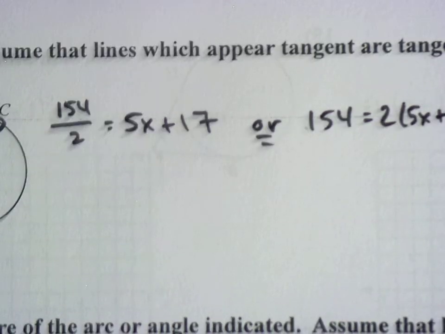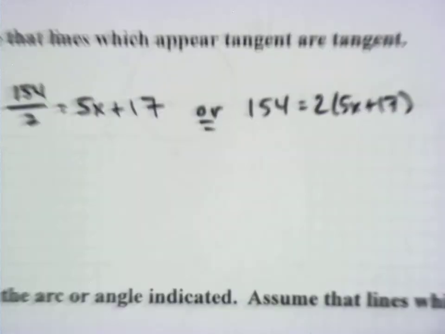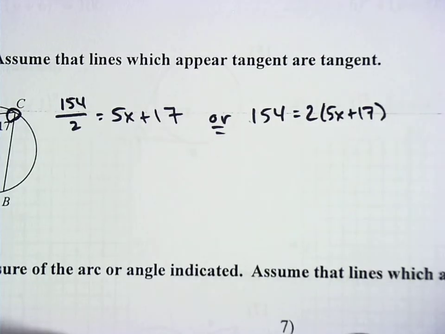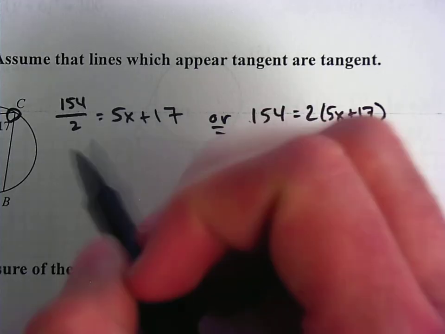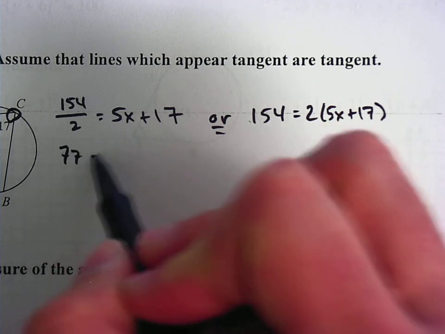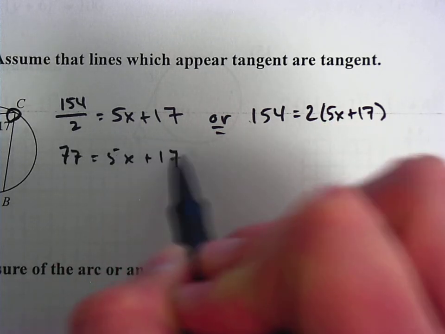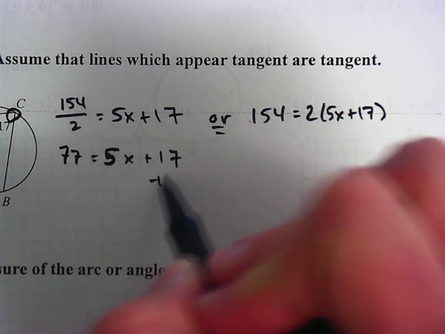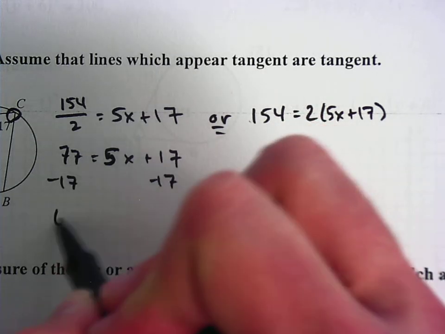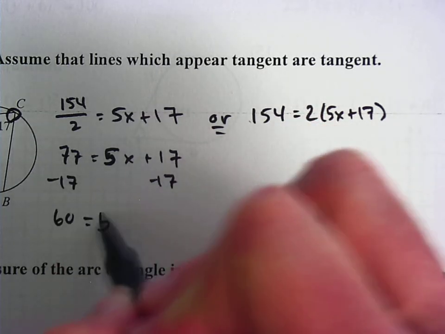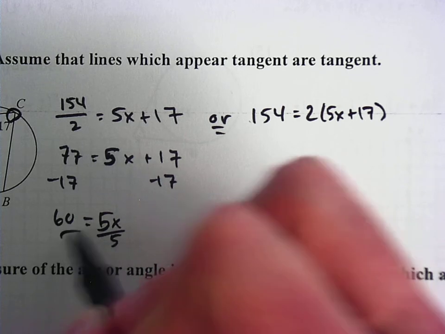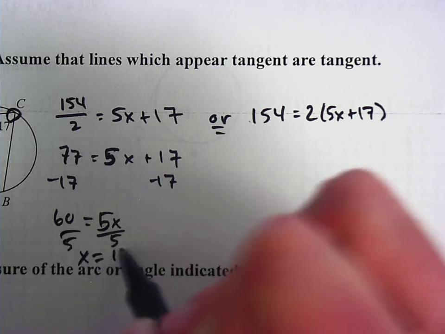Okay, so either one of these is actually going to work. And I'm going to work out both of them just so you see that. Right, 154 divided by 2 is 77 equals 5x plus 17. And then we subtract 17 and get 60 equals 5x. Divide by 5. We get x equals 12.